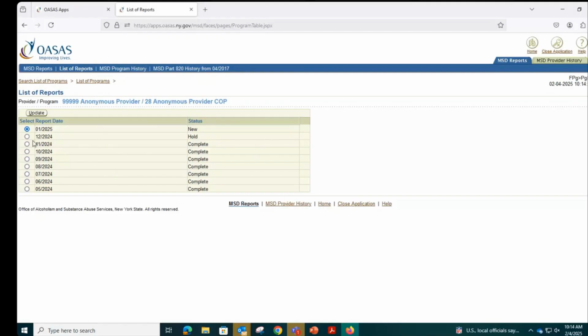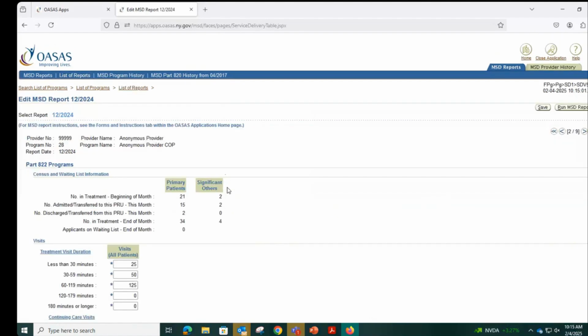I left last month's on hold. I'm unable to complete this month for January until I complete December's. So in order to move on to January, I have to open December's by selecting the circle next to it, clicking Update. And I already had entered some data into December.